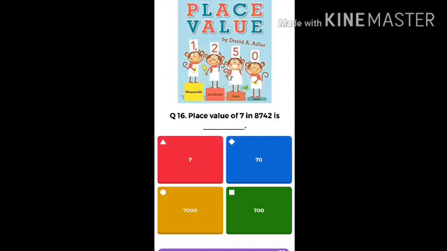Place value of 7 in 8742 is. So on which place is the number 7 sitting in 8742? It is the hundreds place. So the place value of 7 in this number is 700.